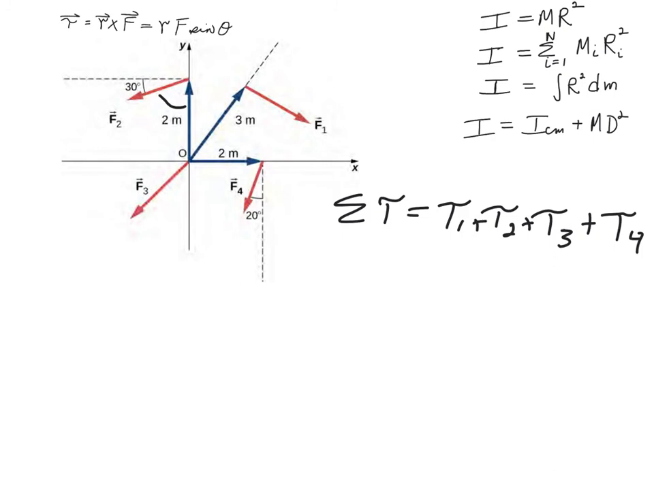And torque 4, once again, we don't want the 20 degrees. We want the angle between the R and the F. So I'll let you figure that out. Haha. And F4, R4 times F4 times the sine of this angle. And it's a negative torque, right? It's tending to rotate the thing. That alone would rotate it clockwise.